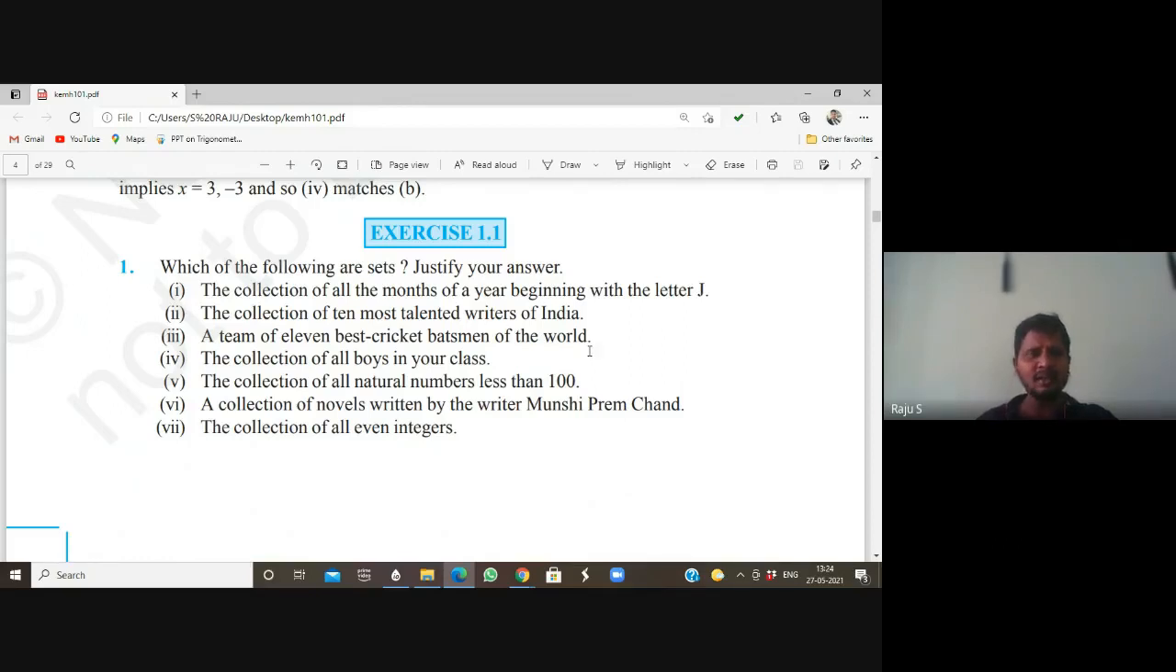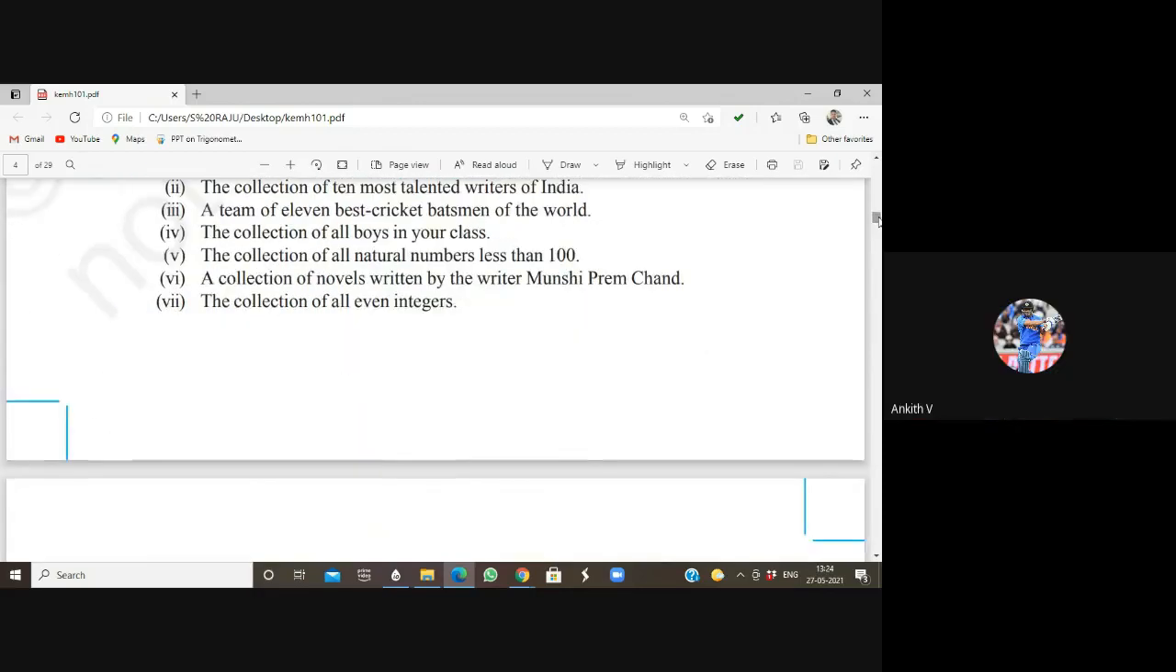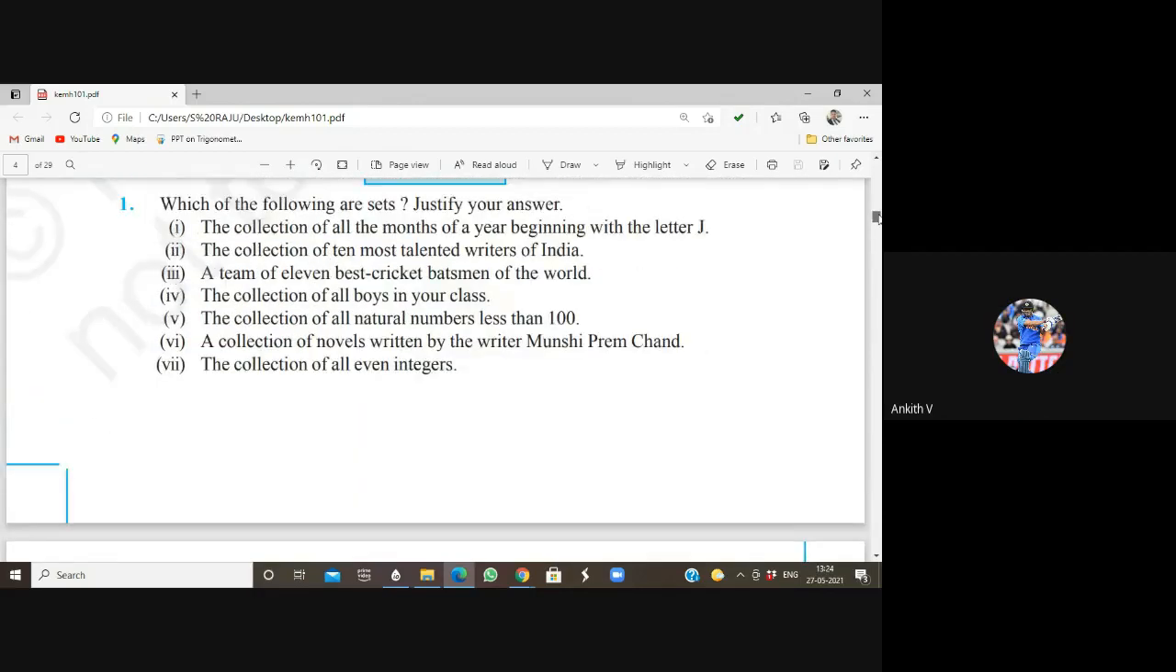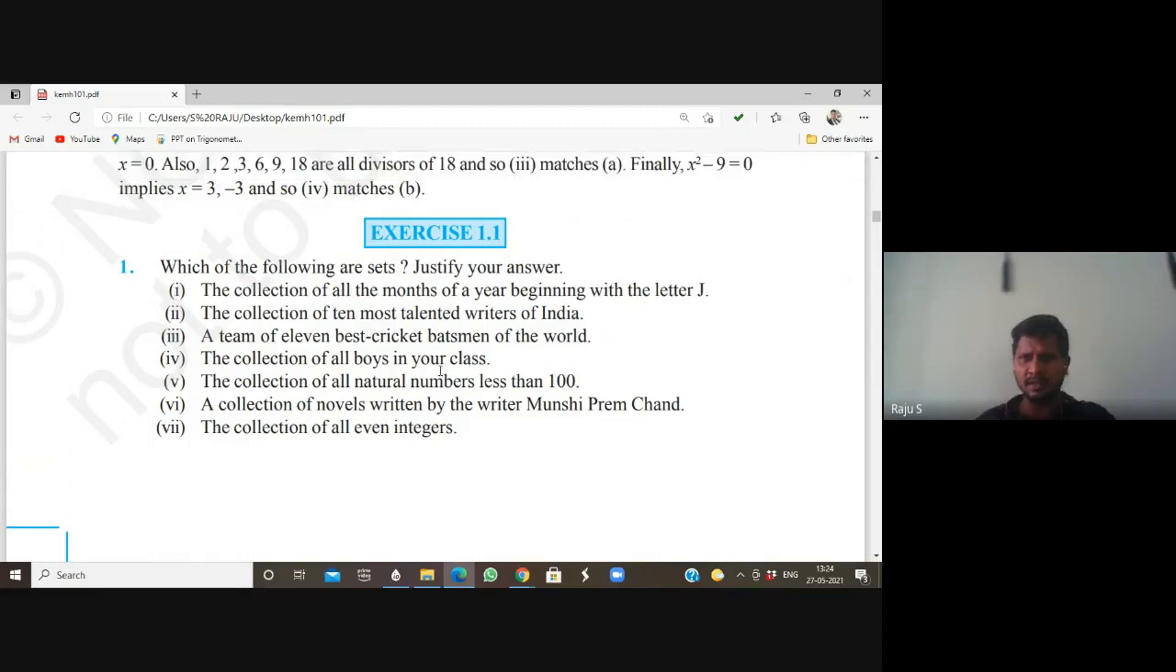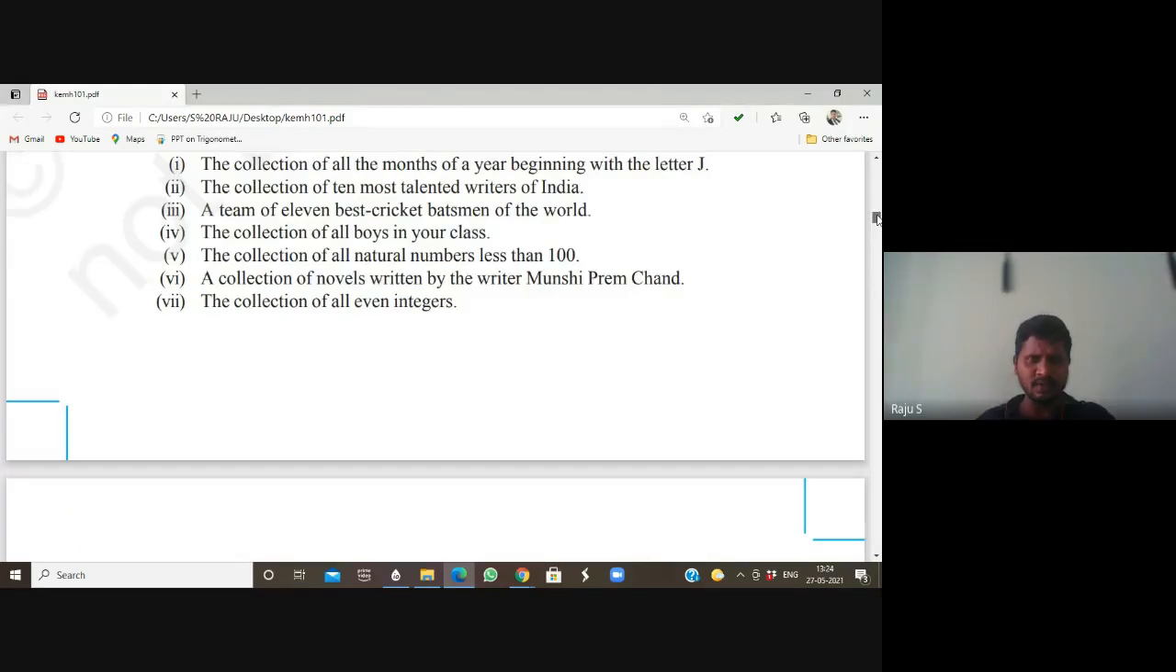How will you represent the answer? Sir, within square brackets, you should write everywhere. So clearly, the collection of all boys in the class is well defined because we can easily identify the boy which belongs to that class. So that's how you can write the words. Whatever you write, if it is clear, it is correct. Okay.